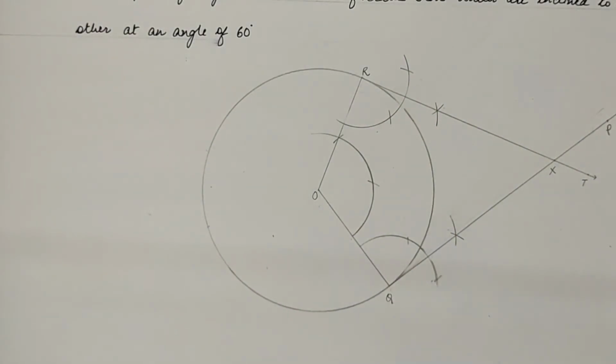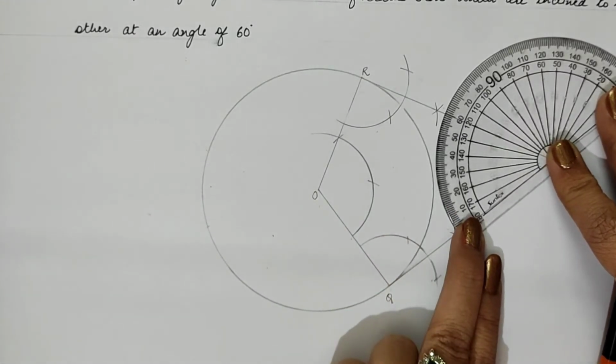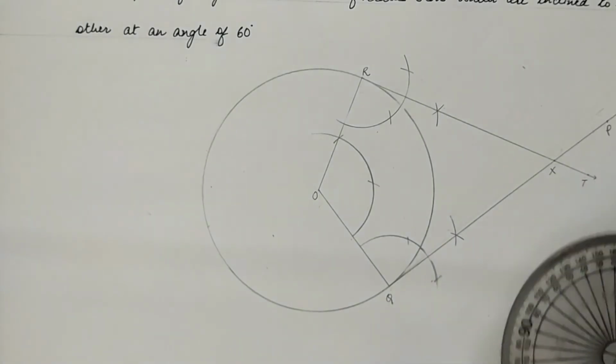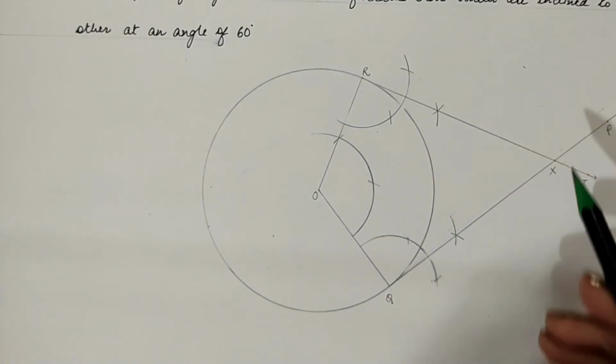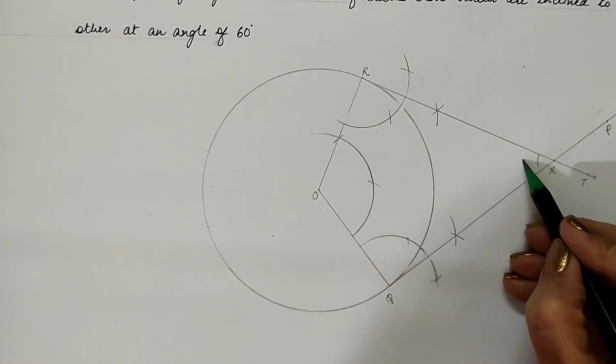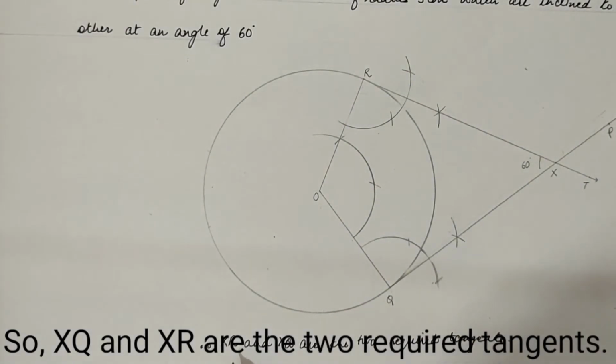Let us measure it and check it once. So clearly this angle is coming out to be 60 degrees and that is what we wanted to have. We've got the two tangents XQ and XR are the two required tangents such that the angle between them is equal to 60 degrees. So my answer statement is very important. So I write the answer statement. Therefore XR and XQ are the two required tangents. So this completes the construction.